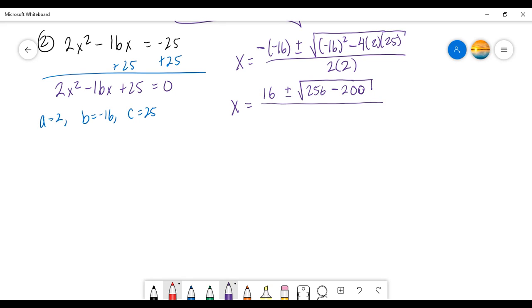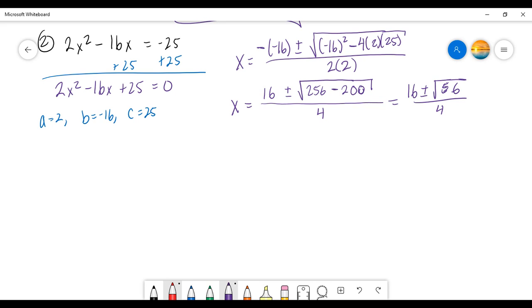Now on the bottom, I have 2 times 2, which again, I can evaluate to 4. All right, now I have 16 plus or minus, I can do 256 minus 200 is just going to be 56, all over 4. Okay, now this is where we get something different.